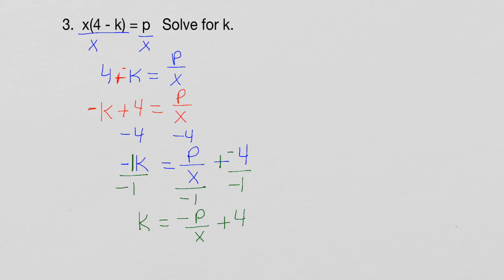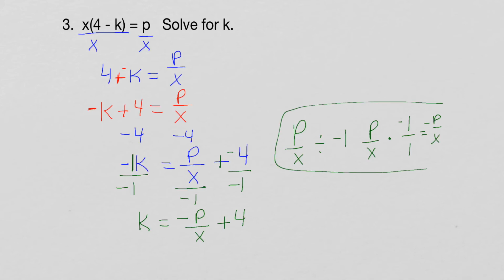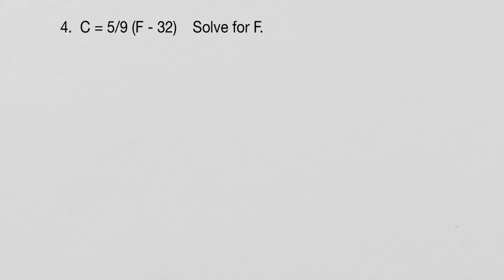Now just remember over here that p divided by x divided by negative 1 is the same as p divided by x times 1 over negative 1, but we have the negative in the numerator, Hampton rule. So that gives us negative p over x. So that's just a little reminder as to how we got that fraction and how it was negative.